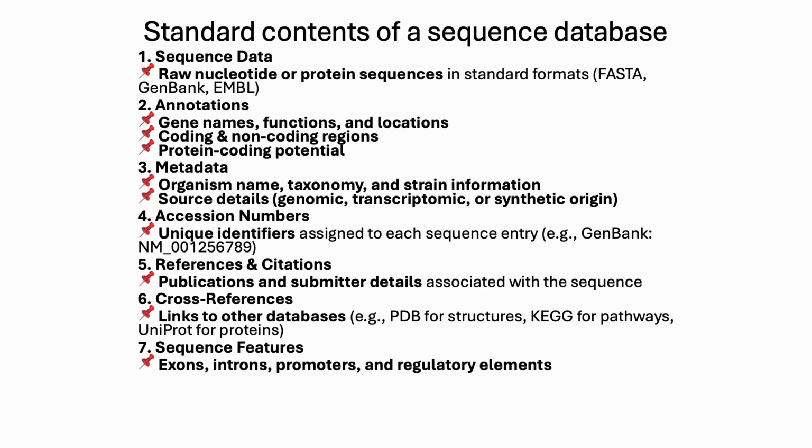Apart from this, you also have references and citations associated with the work, then publication and submission details associated with the sequence, then cross-references, which are links to other databases like PDB for structures, KEGG for pathways, and UniProt for proteins. You also have sequence features like exons, introns, promoters, and regulatory elements. Now let's see the different databases one by one.